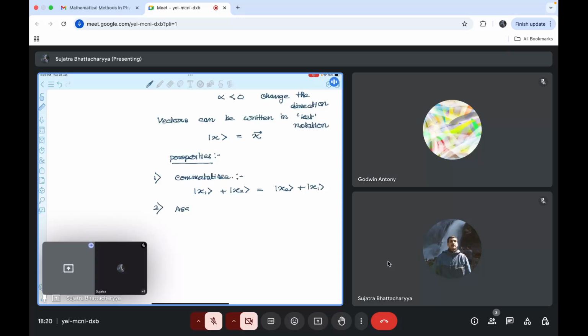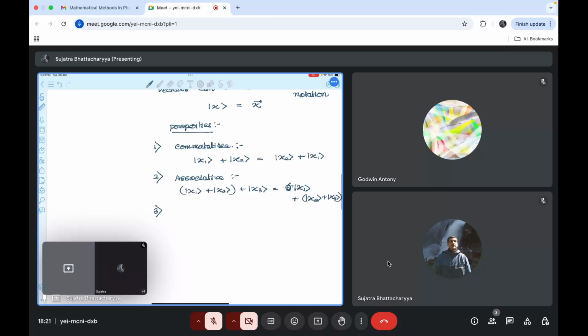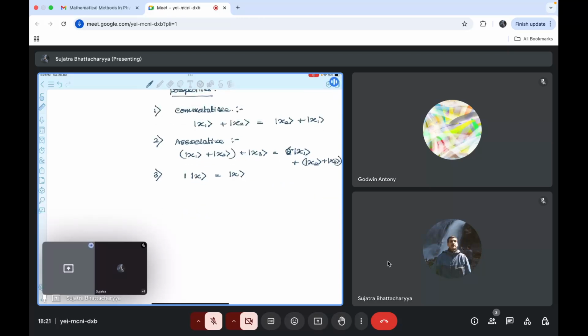Next, associative. This I have also shown. The associative nature follows for three vectors. So your x1 plus x2, these two together, plus x3 is equal to x1 plus the sum of x2 plus x3. This is how you can write the associative nature. Third, if you multiply with the scalar quantity 1 this x, it becomes x. It's nothing but known things. All these known things are being listed as properties in the vector space.